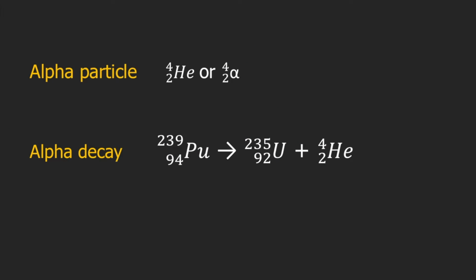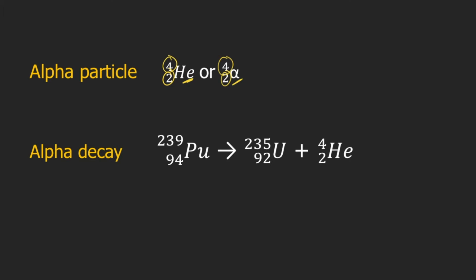So let's just have a quick recap. As we have previously discussed, the alpha particle can be represented in two ways. It can be written using the Greek letter alpha or the elemental symbol for helium, which is He. For alpha particle, the atomic number is 2 and the mass number is 4. So that's your alpha particle. When we say alpha decay, it is when a nuclide emits or gives off an alpha particle.